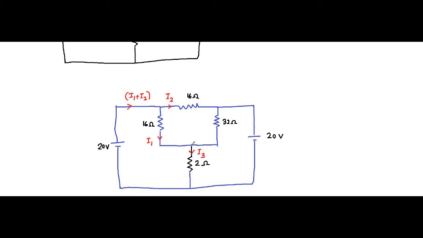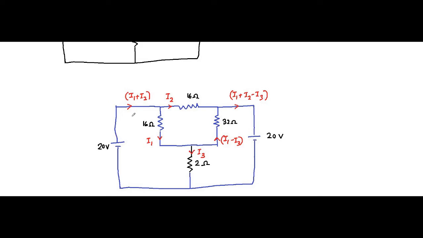At this node, I1 is entering, I3 is exiting. So this current will be I1 minus I3. And here at this node, I2 is entering, I1 minus I3 is entering. So this will be I1 plus I2 minus I3, like this. So now we have assigned all the currents.